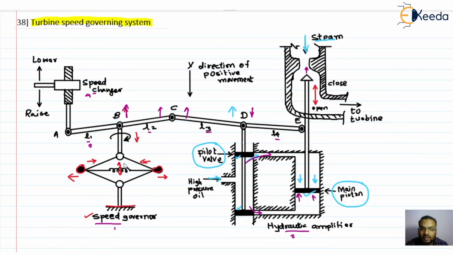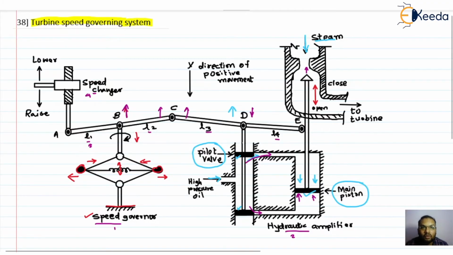So what we sensed here is a reduction in the speed. Accordingly, with the help of this linkage mechanism, we have operated this hydraulic amplifier, and due to that we allowed more steam to pass. As steam is increased, the turbine speed will increase now. Earlier it was reduced, now it will increase because of the increase in the input energy. So this is how this linkage mechanism is going to help us.